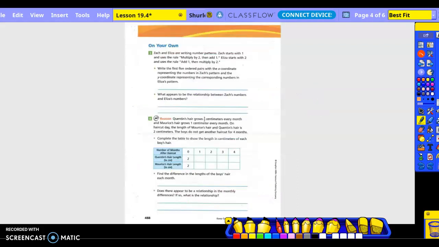On your own, number 3, you're going to go ahead and start recording this. If we run out of time, the page still needs to be finished and completed. So Zach and Eliza are writing number patterns. Zach starts with 1 and uses the rule multiply by 2, then add 1. Eliza starts with 2 and uses the rule add 1, then multiply by 2. Write the first 5 ordered pairs with the x-coordinate representing Zach's numbers, or Zach's pattern, and the y-coordinate representing the corresponding numbers in Eliza's pattern. So we need 5 pairs, right? So let's go ahead and do our parentheses for our coordinate pairs.